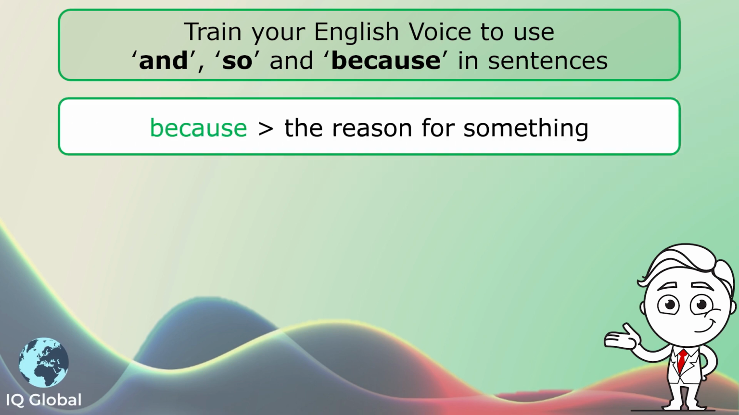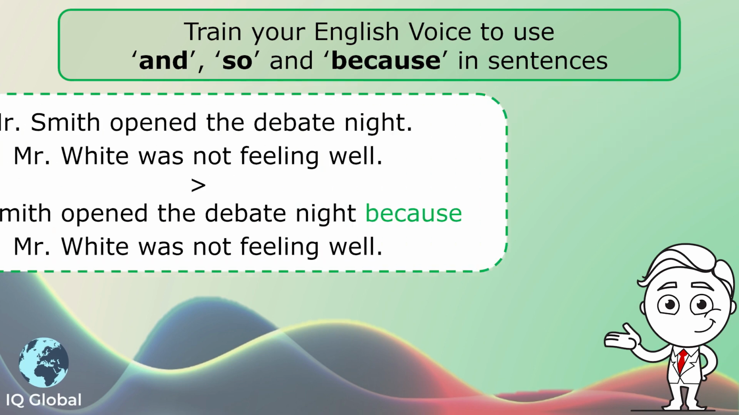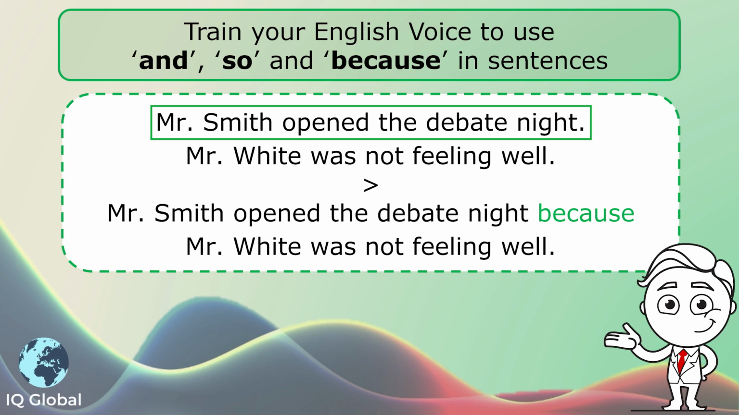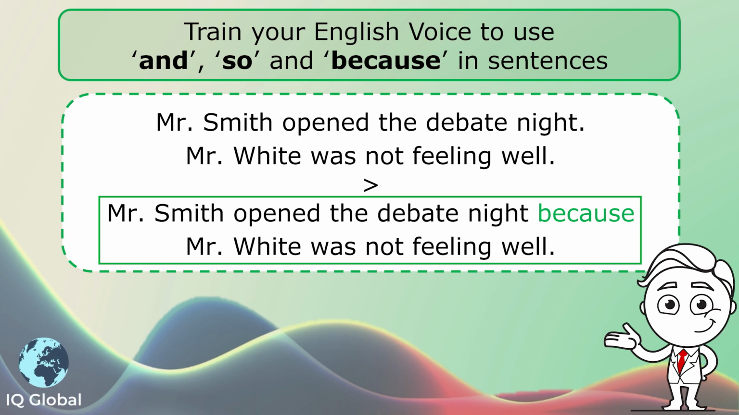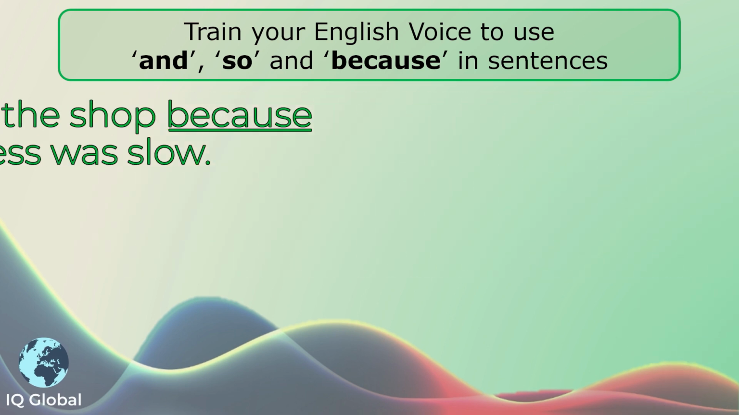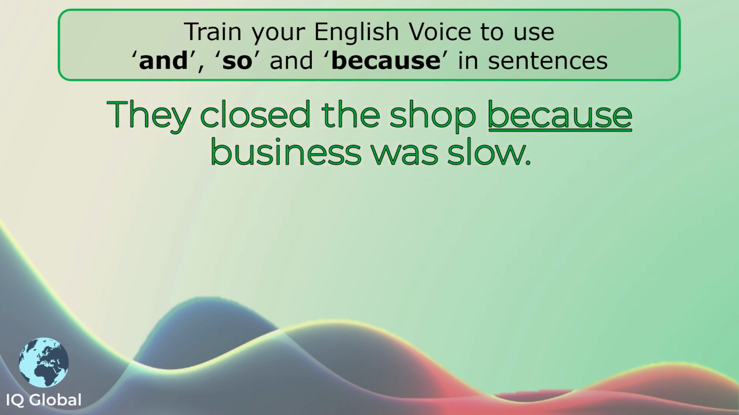Let's have a look at the conjunction because. This is the reason for something. For example, Mr. Smith opened the debate night. Mr. White was not feeling well. When we join that, we say, Mr. Smith opened the debate night because Mr. White was not feeling well. Another example, they closed the shop because business was slow.